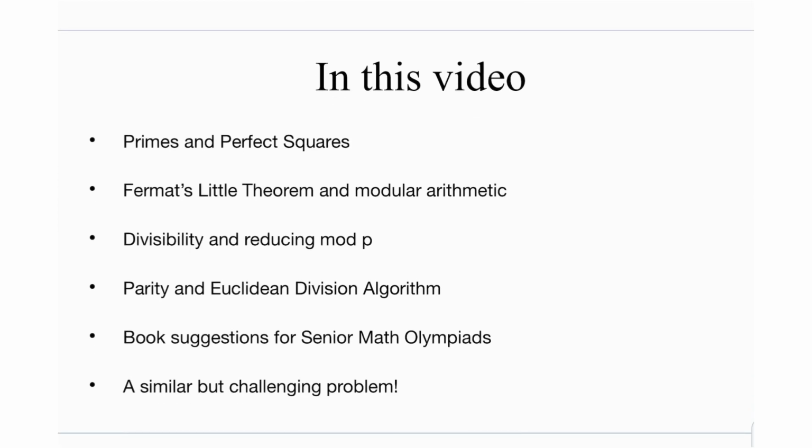And in this video, we're going to be talking about what primes and perfect squares are, a little bit about Fermat's theorem and modular arithmetic, divisibility and reducing mod P, parity, and Euclidean division algorithm. And then we obviously have book sessions for senior math Olympiads, and at the end, a similar but challenging problem. So quite a little bit to discuss over here.